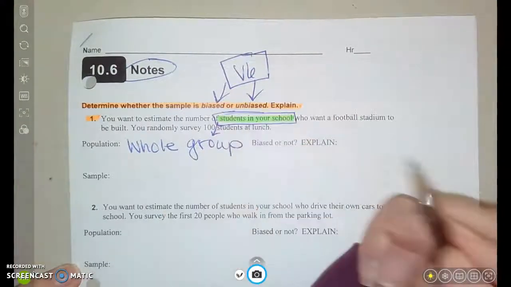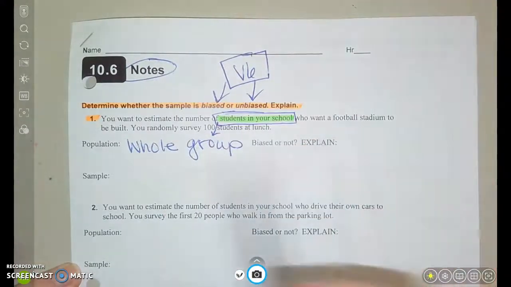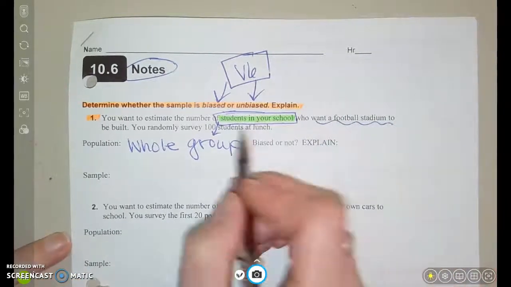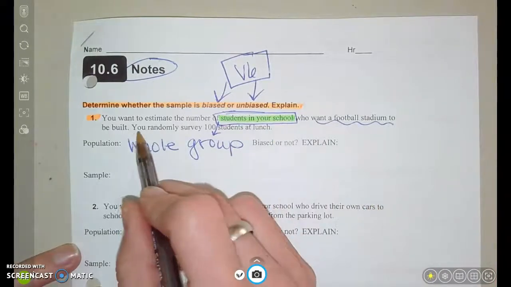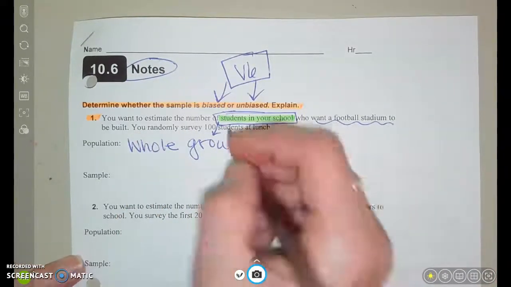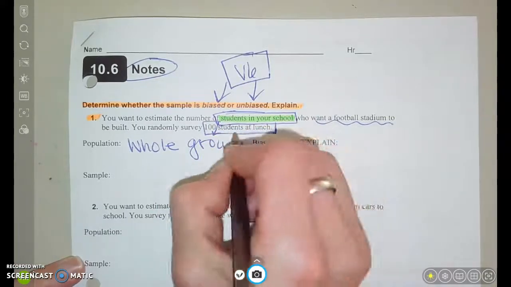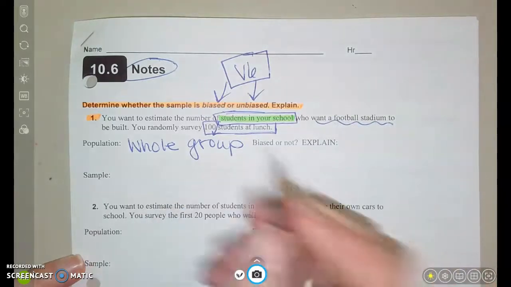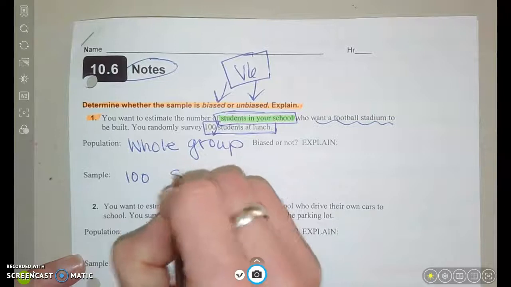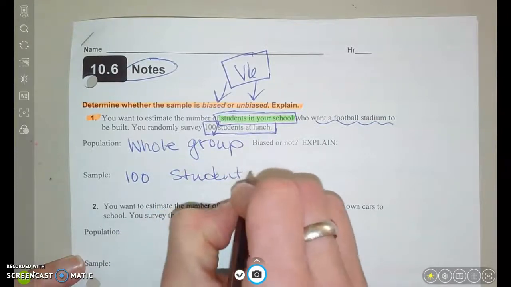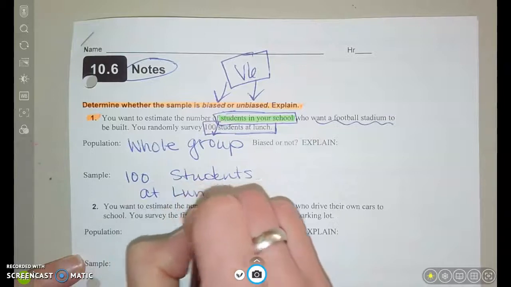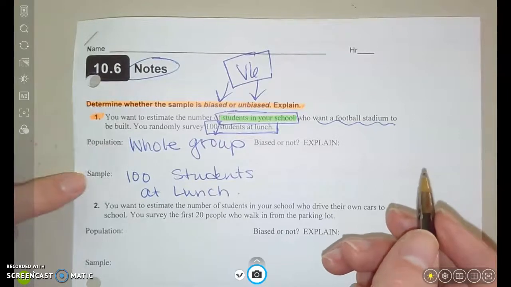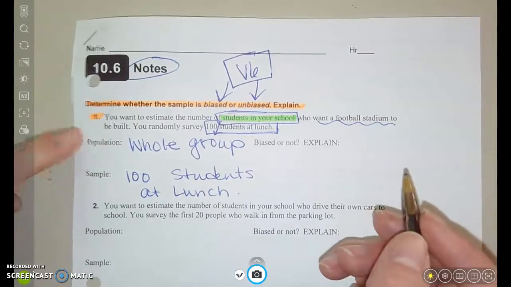So I'm going to put a little arrow here. That's the population. Now, we want to know about them. We want to know how many want a football stadium. Okay, but we're looking at all the students at school. We randomly survey 100 students at lunch. So the smaller part, or the group, the part of the whole population that we're looking at is 100 students at lunch. Okay, so the population is the whole group you're trying to learn about. The sample is a small group of that population.